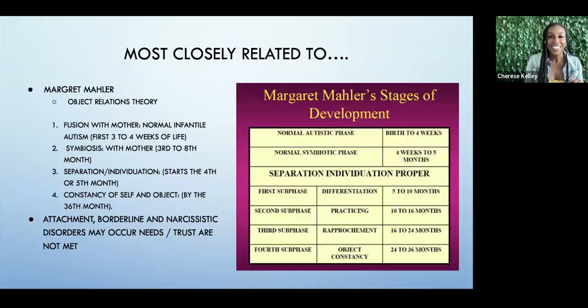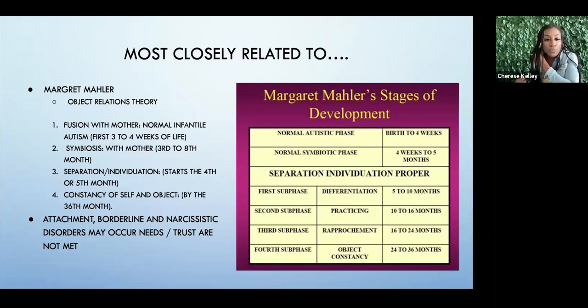The attachment life cycle in itself and the attachment theory is most closely related to Margaret Mahler. Her root of it was object relations. So we have an object, in this case, which would be mother or father, right? And if there's a consistent relationship with that object, i.e. the child with mother, then that develops a well-trusting relationship. That is the constancy she talks about.